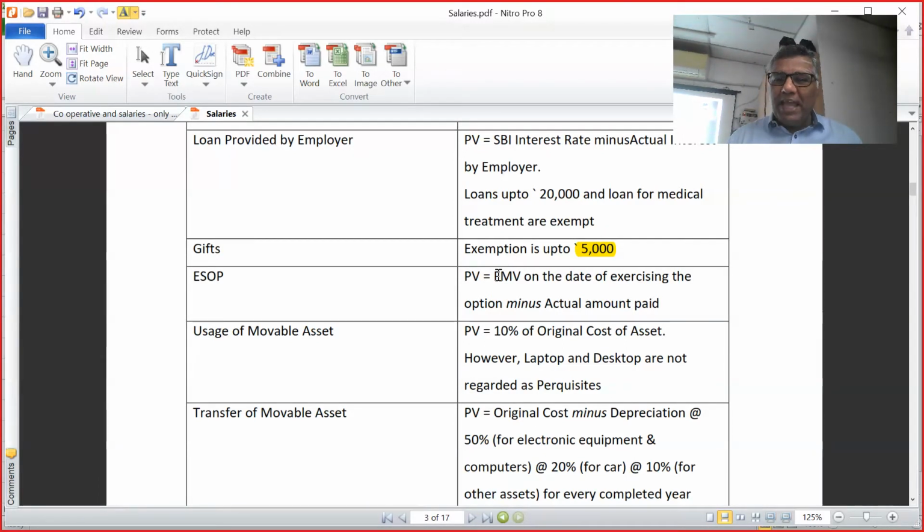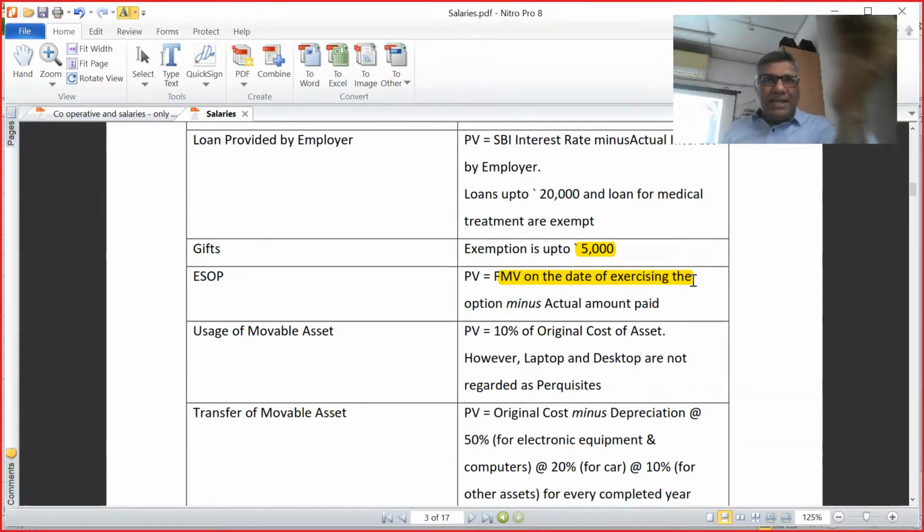ESOP: FMV on the date of exercising the option. We already saw this in the capital gains chapter and in the buyback chapter also. I got a share on ESOP and I am selling it. What is my cost of acquisition? Cost of acquisition is the FMV prevailing on the date of exercising the option.